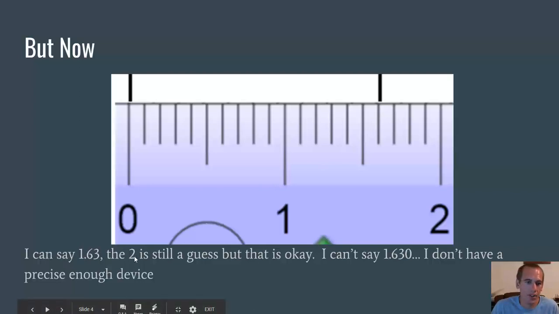I could say 1.62. If that was the case, the 2 would still be a guess. I can't say 1.630 because that 0 at the end would imply that I knew this was exactly 1.63, and I don't. I made a guess on the end. I don't have a precise enough device to say that that last digit there with certainty is 0. I'm uncertain about this, so I'm completely guessing about that.